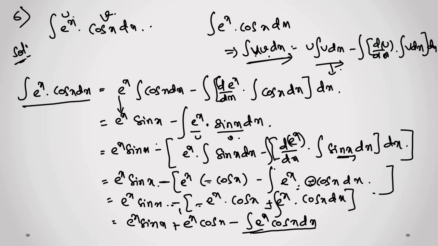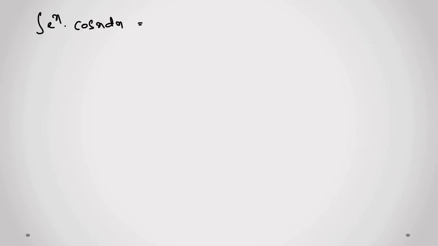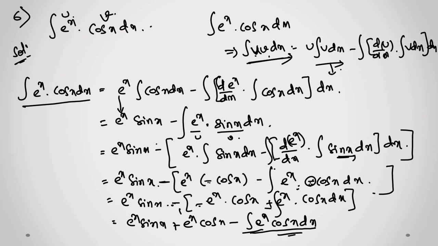So what is the question actually? Integral e power of x into cos x dx. So it is equal to what we have got here: e power of x sin x plus e power of x cos x we got, minus integral e power of x into cos x dx, which we got in the previous page, like this one, continuation.